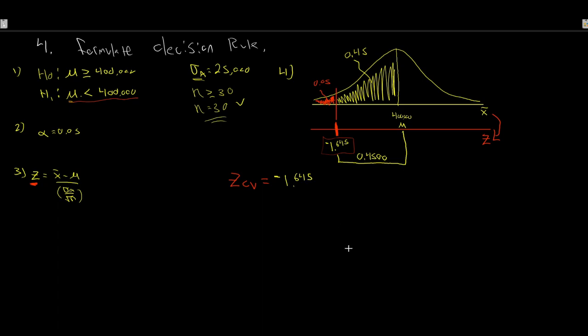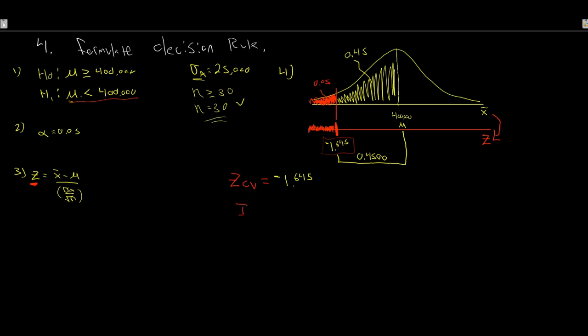Okay, what's the point of this critical value? What are we doing with it? Well, we want to formulate our decision rule. In formulating our decision rule, we explicitly state our criteria as to whether we reject or fail to reject. Our whole idea is, if I calculate some value of x bar in this red rejection region, I'm going to reject. Any value of x bar in this red rejection region is going to be a z value smaller than negative 1.645. So I can phrase it in that way.